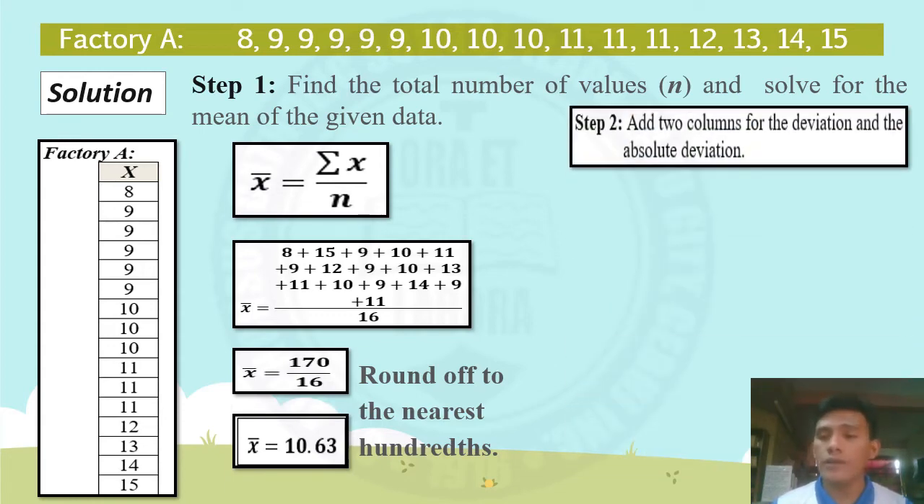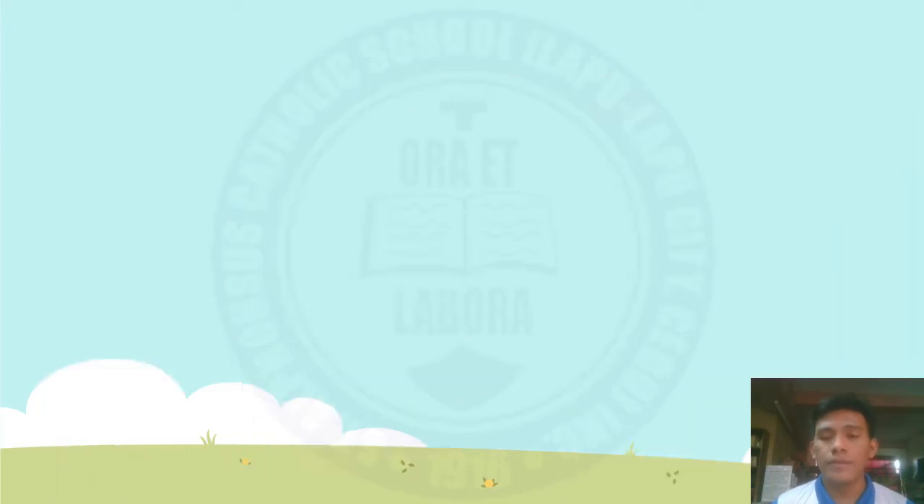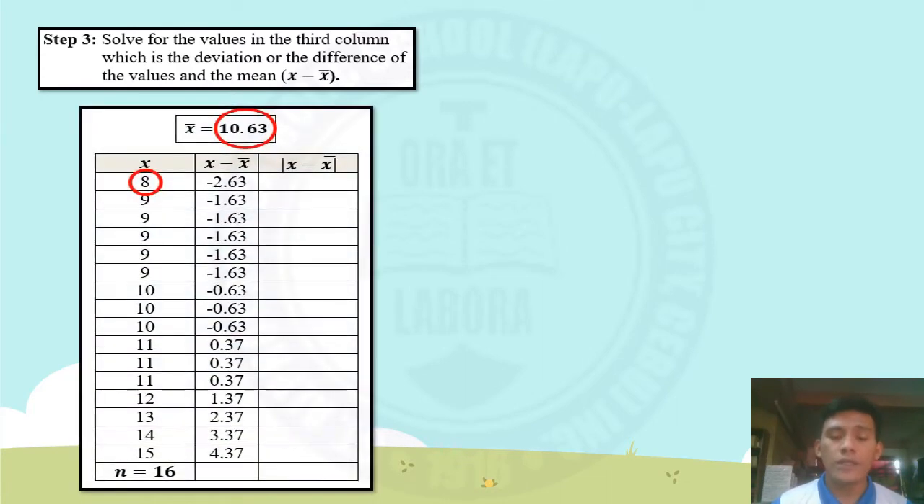Step 2. Add 2 columns with the deviation and the absolute deviation. Please remember the value of our mean because we will use that one. The additional column will be x minus the mean, and the second column added is the absolute value of x minus the mean. Step 3. Solve for the values in the third column, which is the deviation or the difference of the values and the mean. We will subtract the values of x minus the mean.